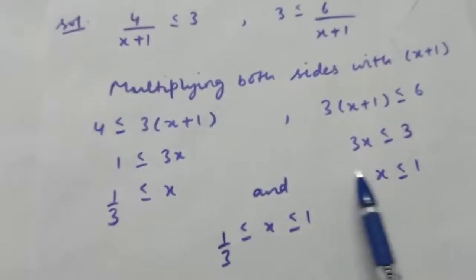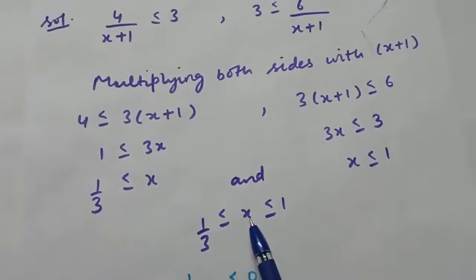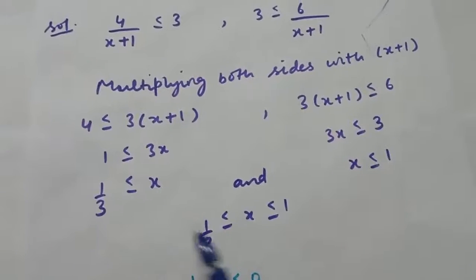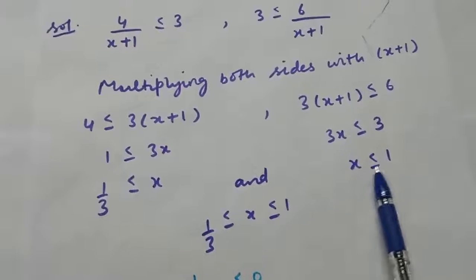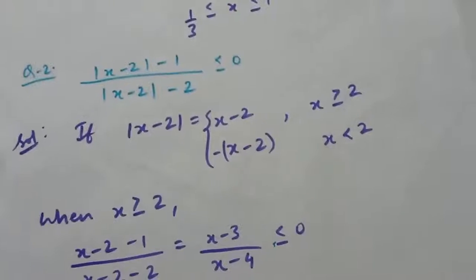Right? We have to take the intersection of these two. So the intersection will be x is greater than or equal to 1 by 3 and less than or equal to 1. Clear? Now question number second.